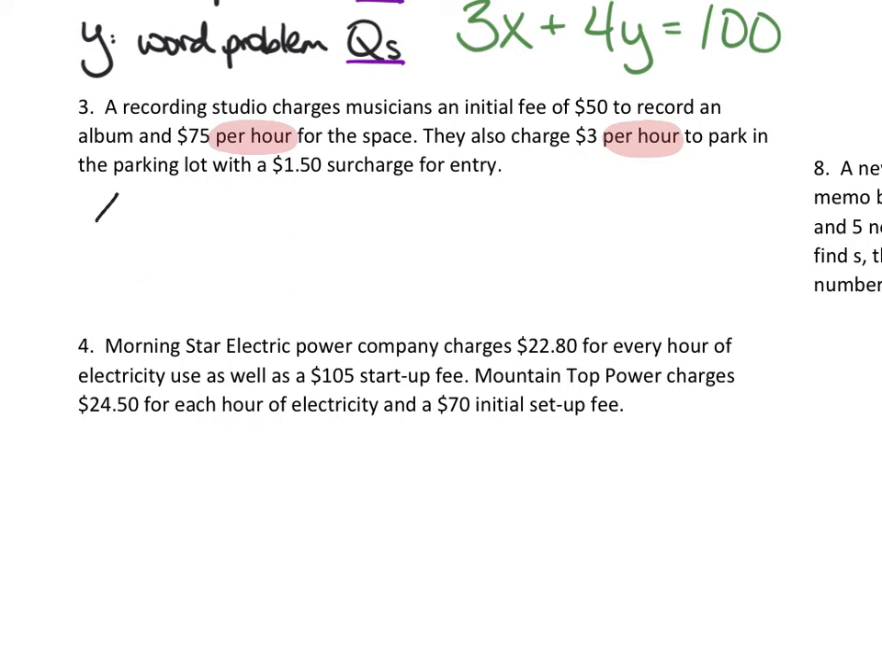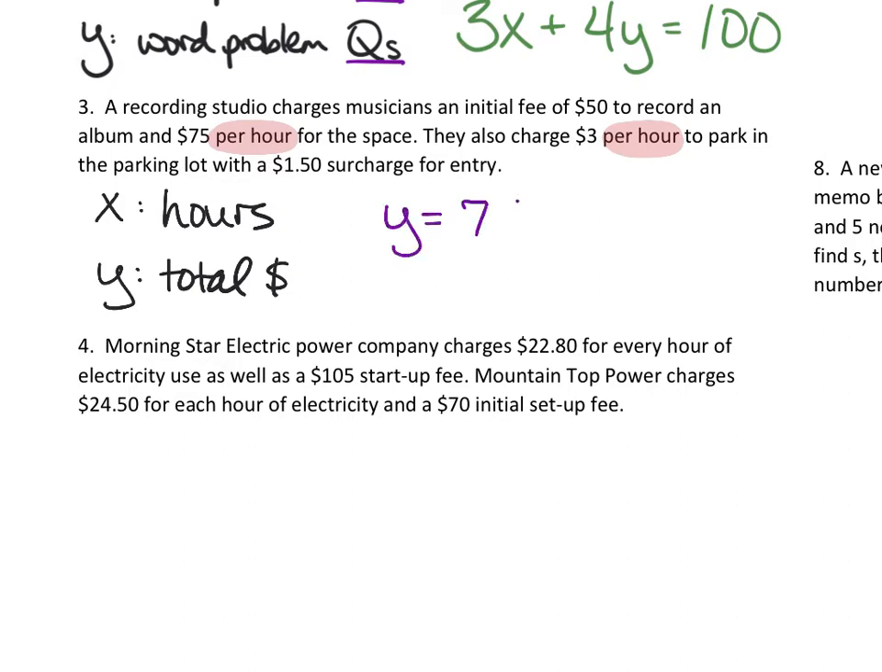Okay, well we know that X is going to represent the number of hours. Y is not labeled here, but we can tell just by this scenario that Y is the total amount of money that a recording studio is going to charge their musician. So if we organize this information, we have an equation that has a per word of $75 per hour, and that $50 initial fee to record something. Initial fee is a starting value, or an initial value.